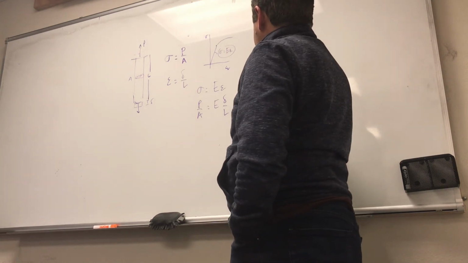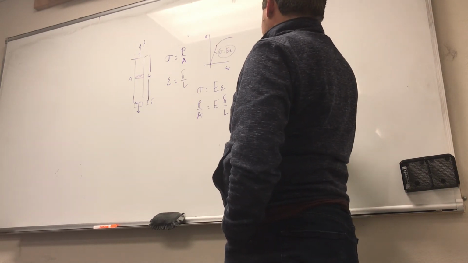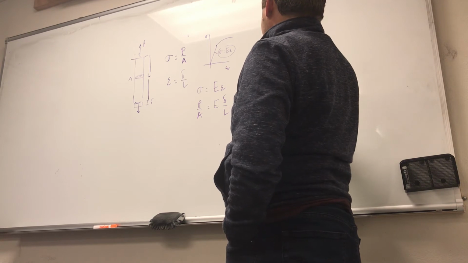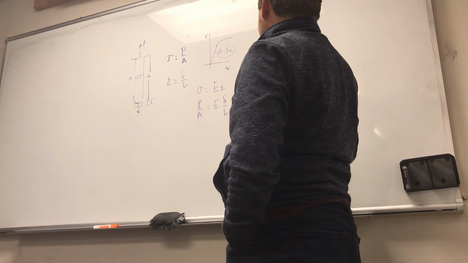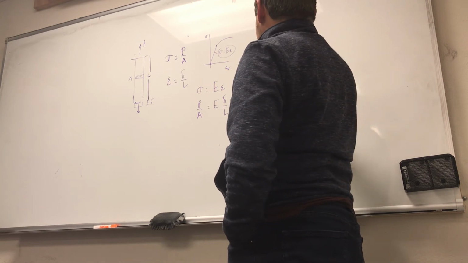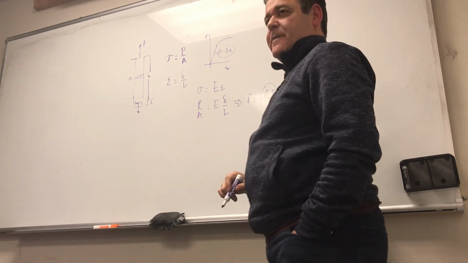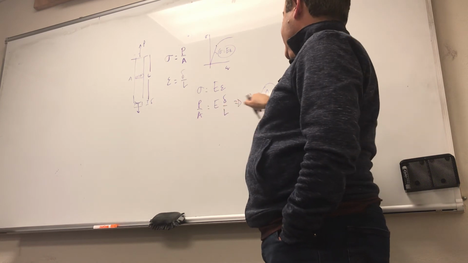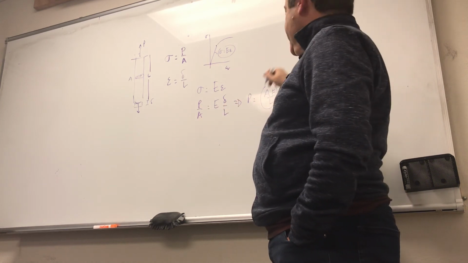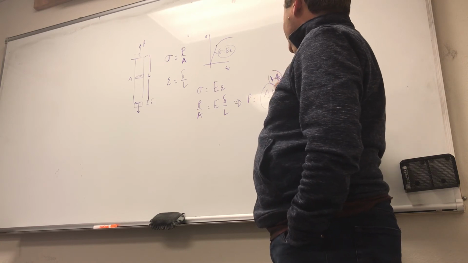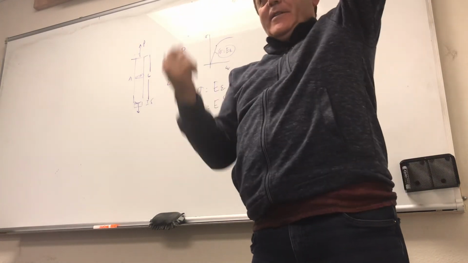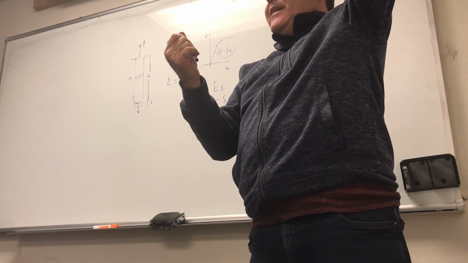That means that P is equal to AE over L times delta, is that correct? Yep. So what is this? Force. This is what? Displacement. So this is K effective, you see? So a bar that I'm just pulling in tension is like a spring.